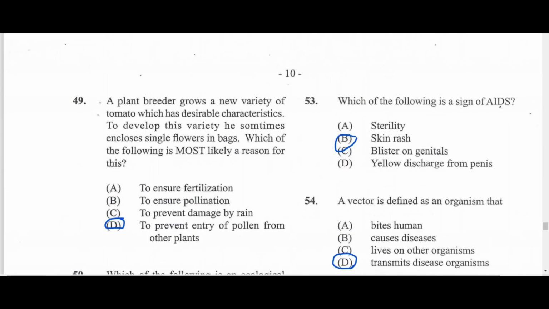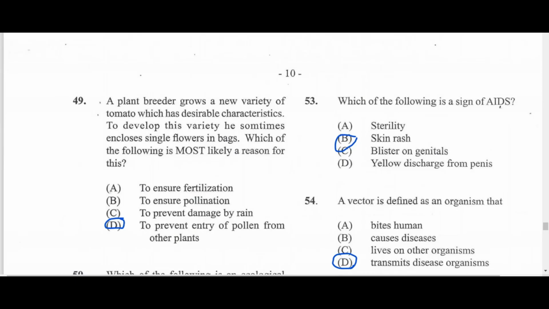53. Which of the following is a sign of AIDS? Again, here you will have to be looking at the symptoms of AIDS and the signs of AIDS. Of course, remember, symptoms are those that the patient usually tells us, and signs are those that we can detect or we can see. So a fever, you would detect a fever, but of course a rash you'd be able to see. So I chose B for 53.